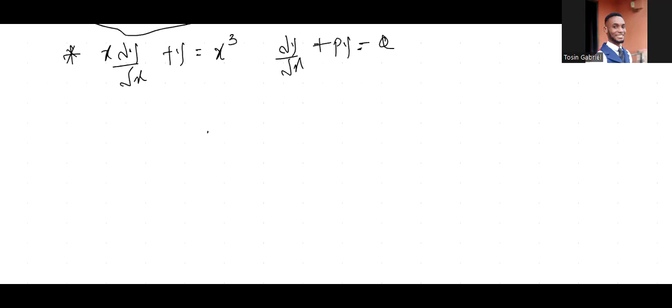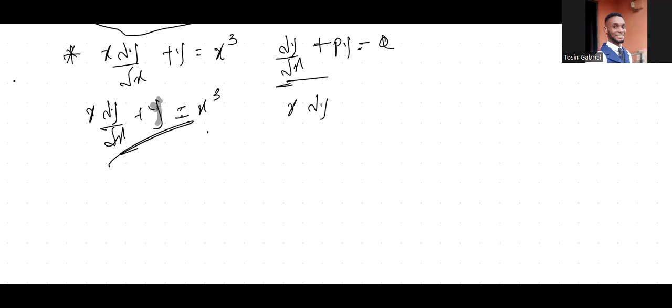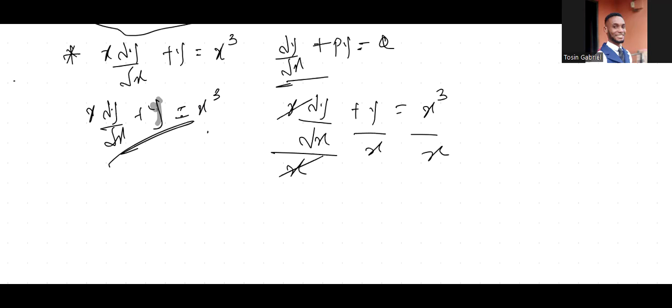Now, we have x dy dx plus y equals x cube, right? So for us to make this equation look like this form, what do we need to do? We divide both sides by x. So we divide this by x, this by x, and this by x. This x will cancel this x, and this x will remove one of these x's, so this becomes x squared.